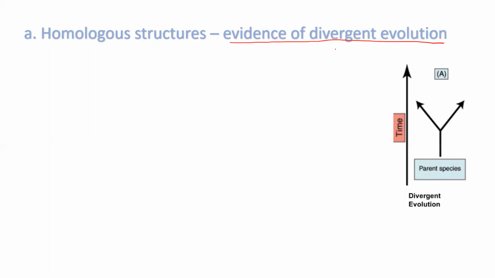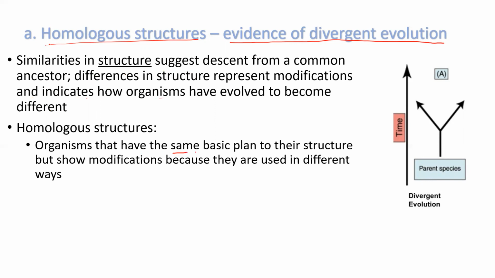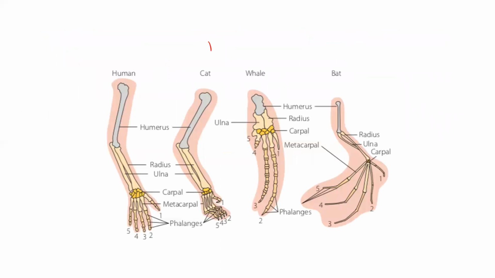So we looked at divergent evolution in the last class. Now we're going to associate it with the term homologous structures. Comparative anatomy is evidence for evolution. Similarities in structure suggest a descent from a common ancestor. Differences in structure represent modifications, indicating how organisms have evolved to become different. Homologous structures are organisms that have the same basic plan to their structure but show modifications. This is descent with modification.